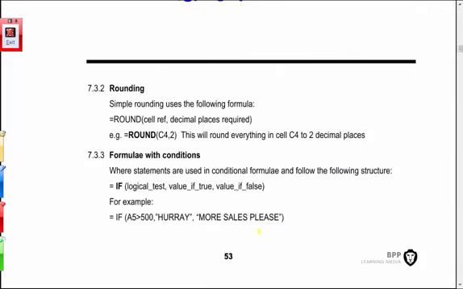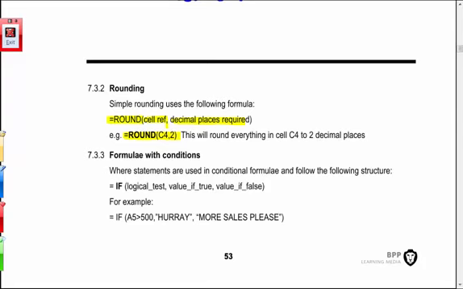The next thing we need to be happy with in spreadsheets is rounding. So sometimes then we might want to round our cells. And if we use equals ROUND and then the cell reference and a comma, we can then put the number of decimal places required. So e.g. equals ROUND C4, comma 2 will round everything in cell C4 to 2 decimal places.